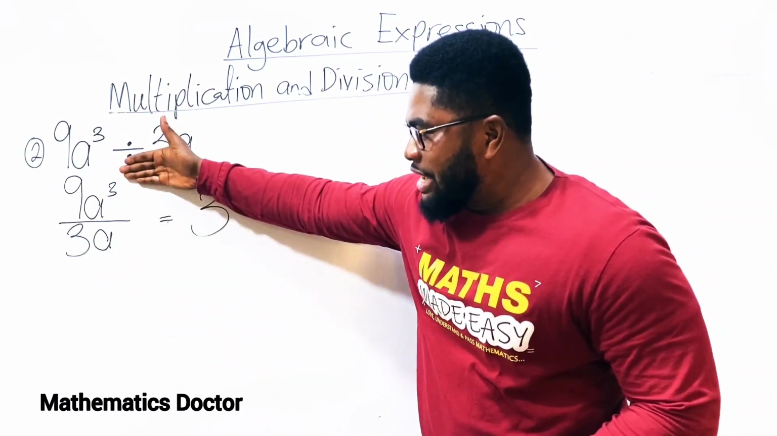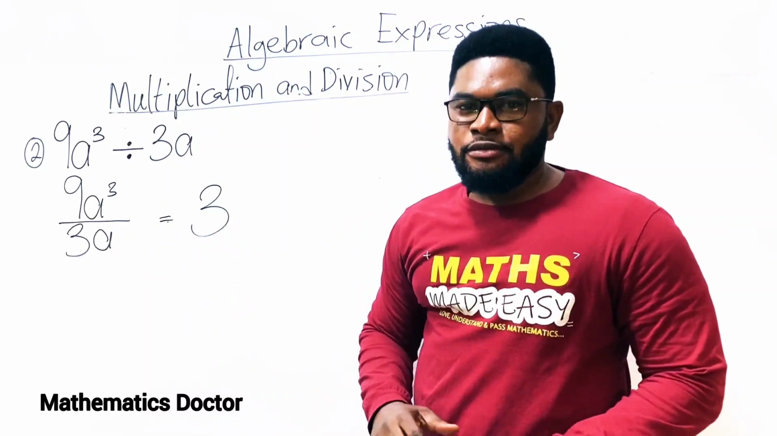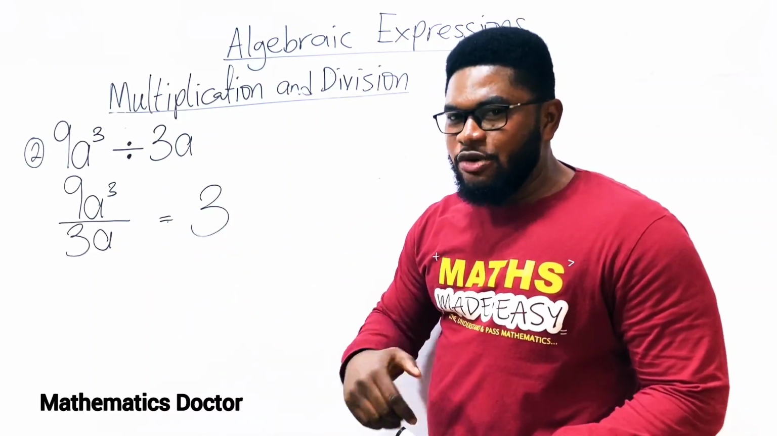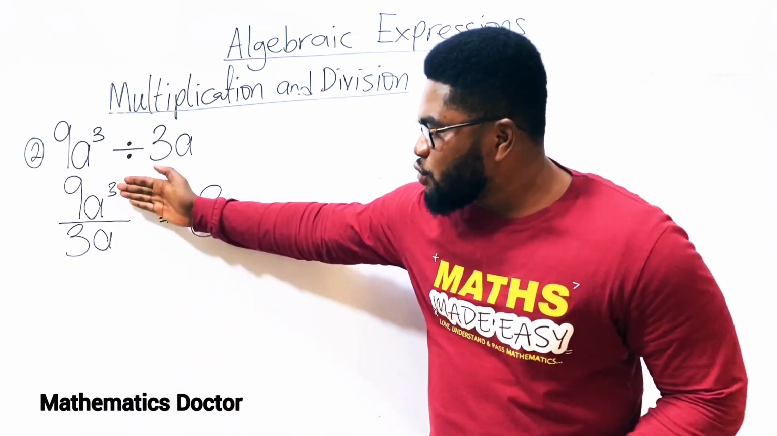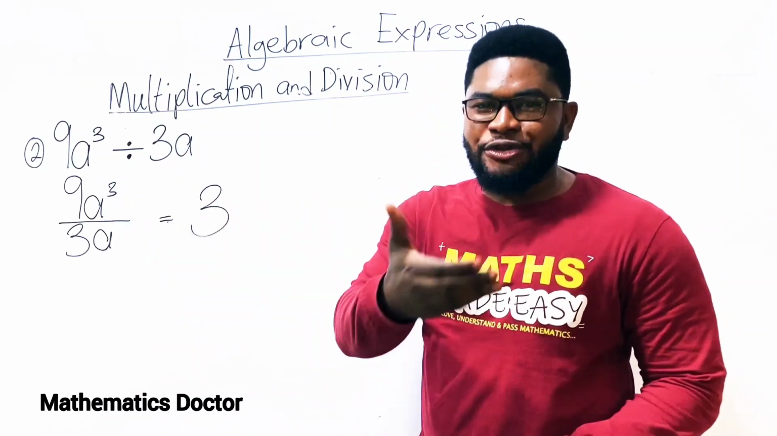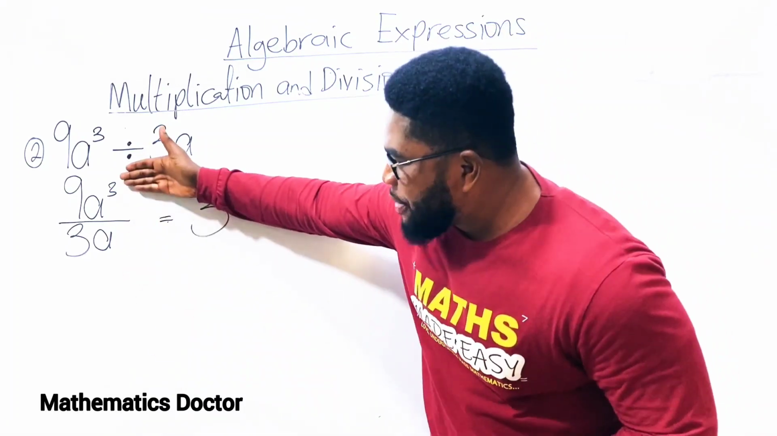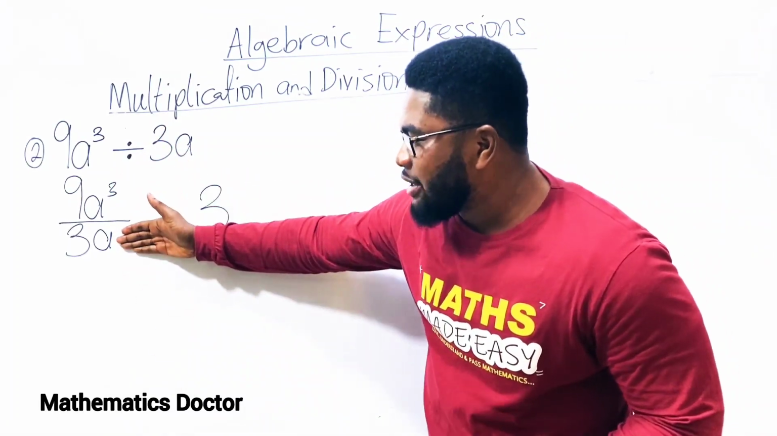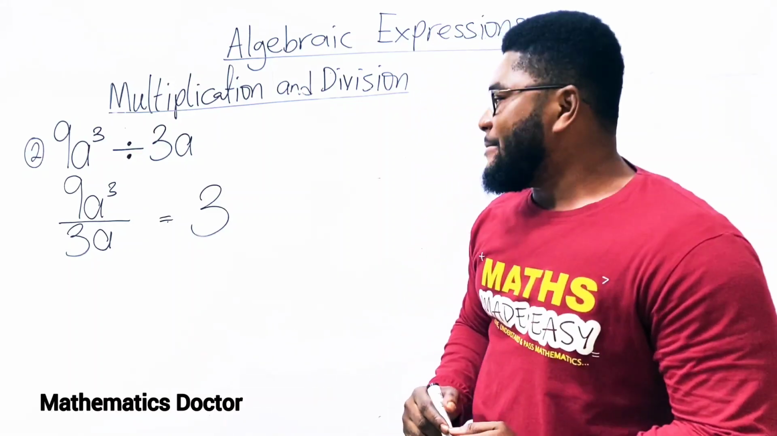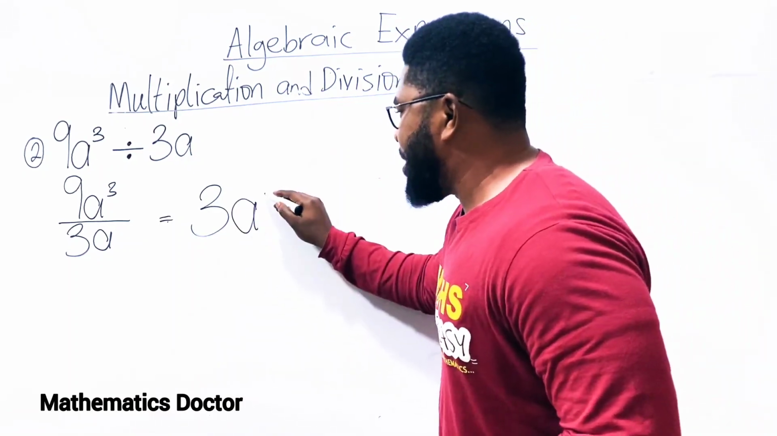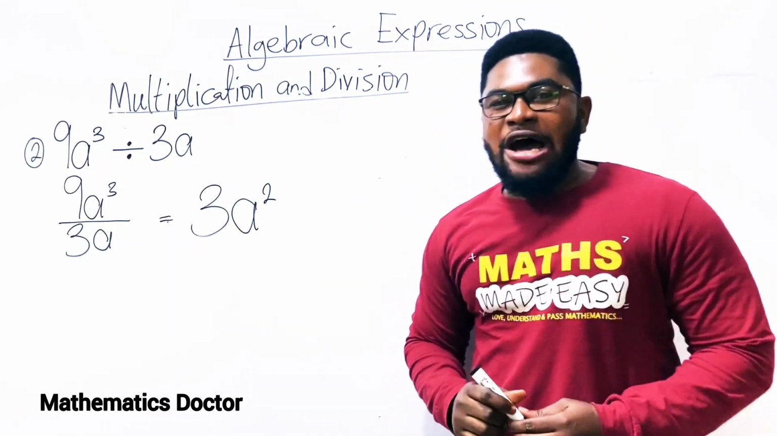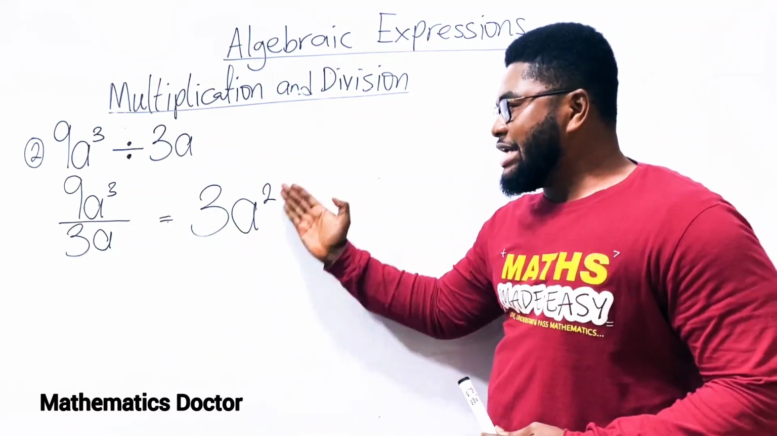Then a power 3 divided by a power 1. Remember, with multiplication, we added the powers. So since they are dividing, we will subtract the powers according to the indices second law. So a power 3 and a power 1 will become a power 3 minus 1, giving us a power 2. So our final answer for this question will be 3a squared.